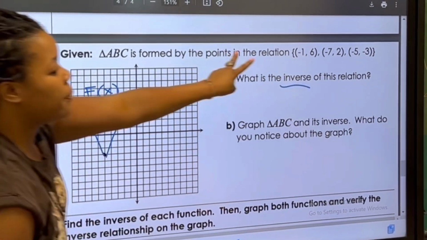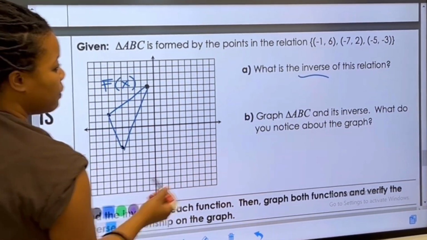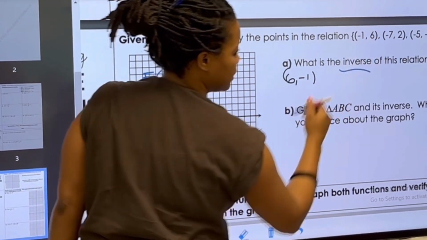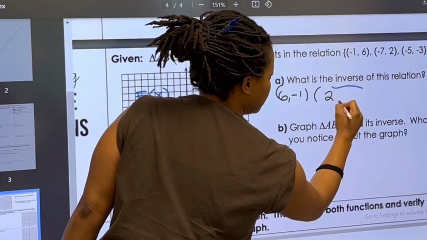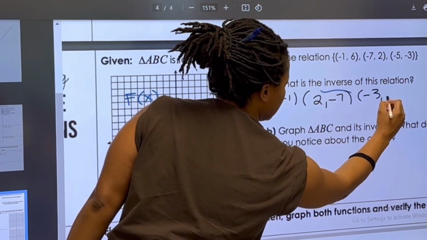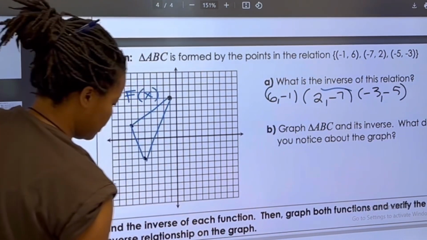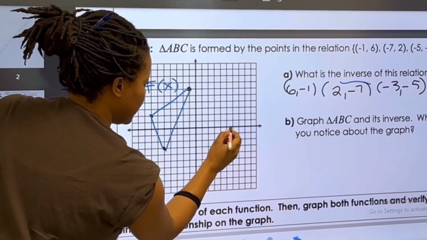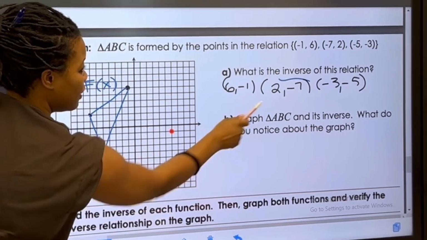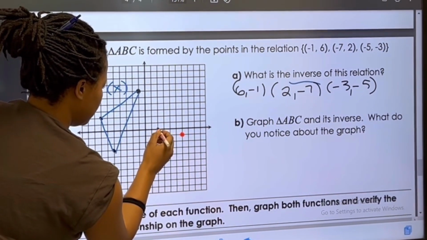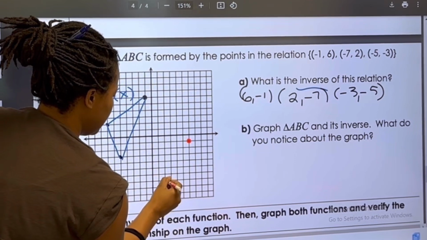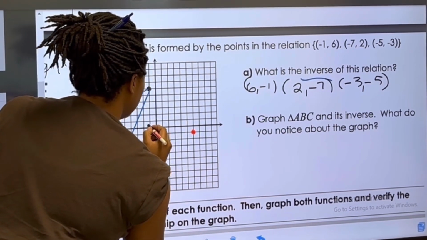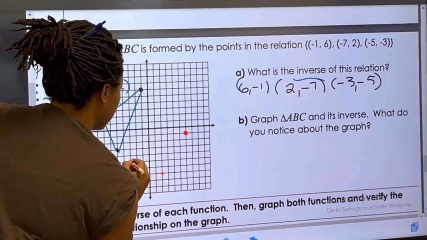Well, we're going to swap our x and y. So 6, negative 1. Just swap the x and y. And then 2, negative 7, negative 3, negative 5. And then go ahead and plot those points. 6, negative 1, 1, 2, 3, 4, 5, 6, down 1. 2, negative 7, 1, 2, 3, 4, 5, 6. And if I mess up, make sure you catch me, okay? 1, 2, 3, 1, 2, 3, 4, 5.